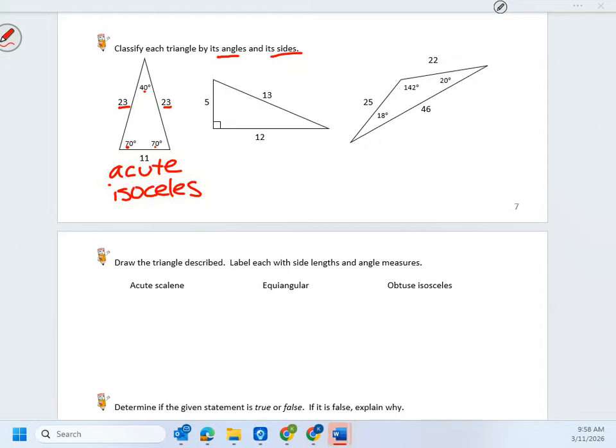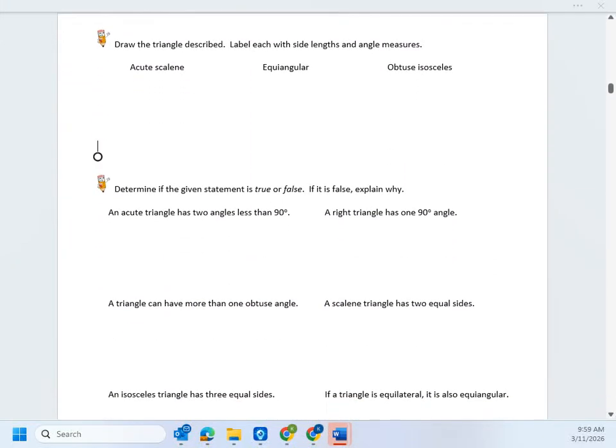You're going to do the other 2 on your own. Then let's look at our second page. Our second page, we have to draw this triangle. So it has to be acute. So all 3 angles need to be smaller than 90 degrees. And it's scaling. So all 3 sides have a different measurement. So you have to make sure that you're putting labels in for the degree angles and you're putting labels for the sides and that they match what the name is.